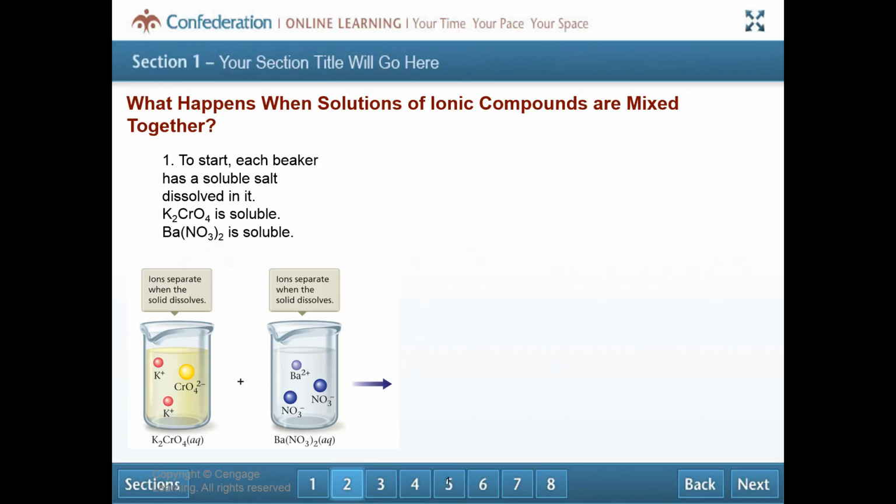So I've got a picture of two beakers here. To start with, both of these have a soluble salt in them. So that means they've got salt that's dissolved inside of them. You can see in these pictures that we've got some ions floating around. Of course, this isn't what you would actually see. These would just look like clear liquids in the beakers. But for our purpose, we can draw these things and see what ions are floating around.